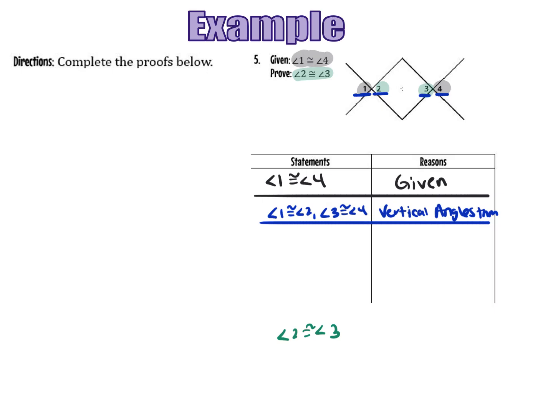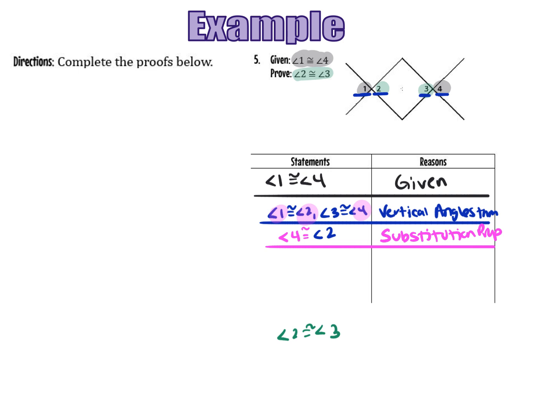Now, if I want to relate angle 2 to angle 3, I need to first be able to relate angle 2 to angle 4 because I know that 1 and 4 are the same. So what I can actually do is, since I know that angle 1 and angle 4 are congruent, I can substitute in, substitution property. I can substitute in angle 4 where there currently was an angle 1. So angle 4 is going to be congruent to angle 2. But I also know that angle 4 can be replaced with angle 3.